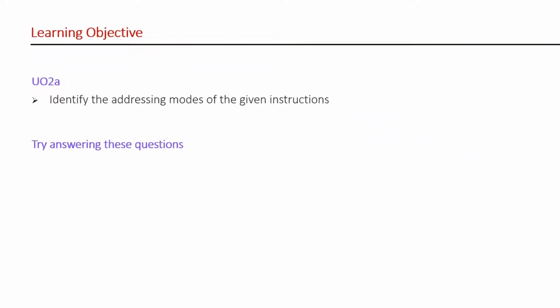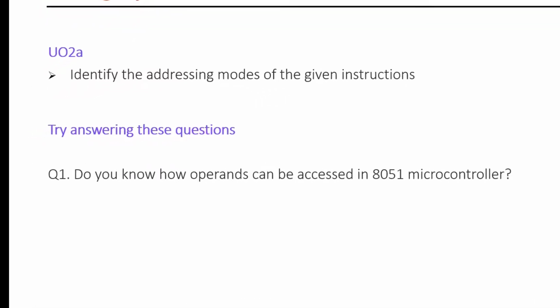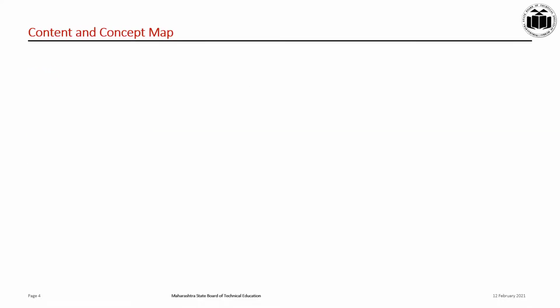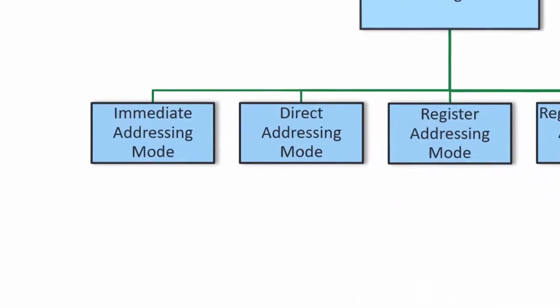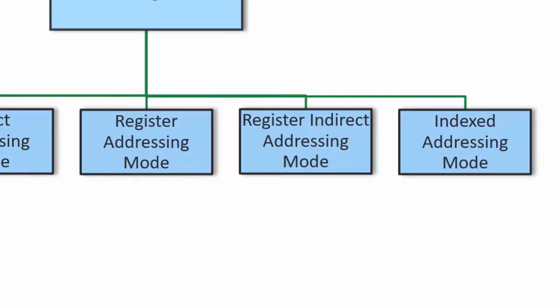Under this, we will see how operands can be accessed in the 8051 microcontroller and identify different addressing modes of given instructions. This is the concept map, which shows 5 different types of addressing modes: immediate addressing mode, direct addressing mode, register addressing mode, register indirect addressing mode, and indexed addressing mode.